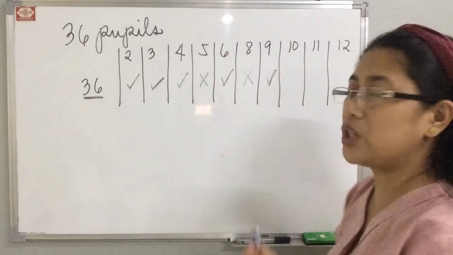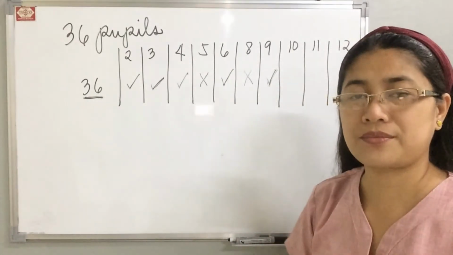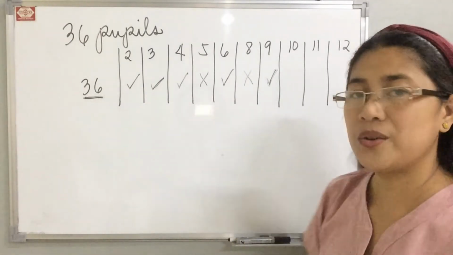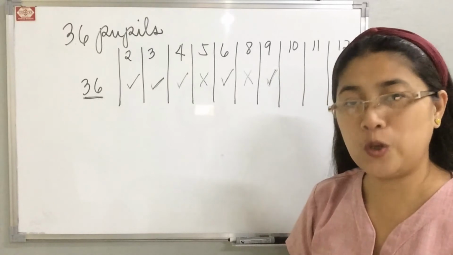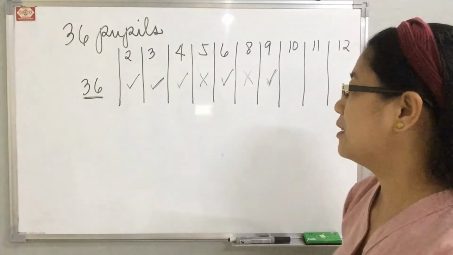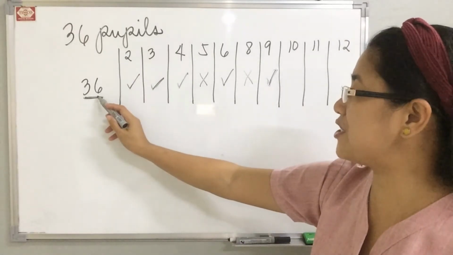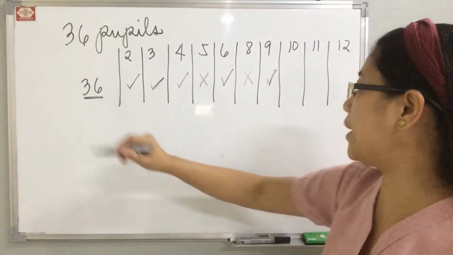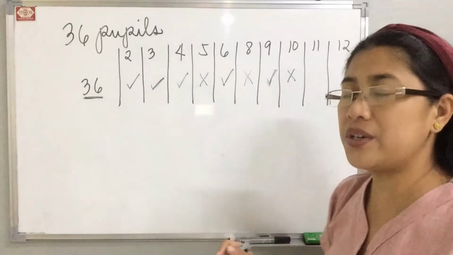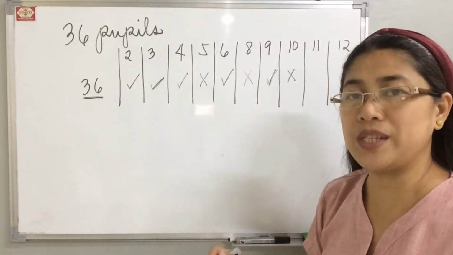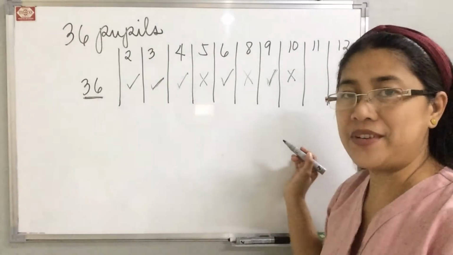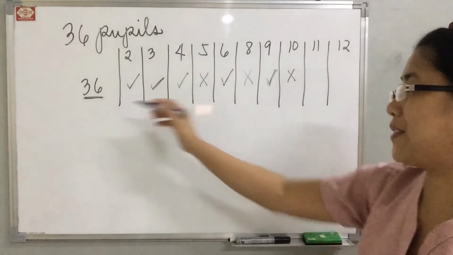Okay, how about number 10? Can we divide 36 by 10 without remainder? No, just by one glance. The last digit is not 0. So that's why it is not divisible by 10, because a number is divisible by 10 if it ends with 0 only. Okay. How about number 11? Is it divisible by 11?